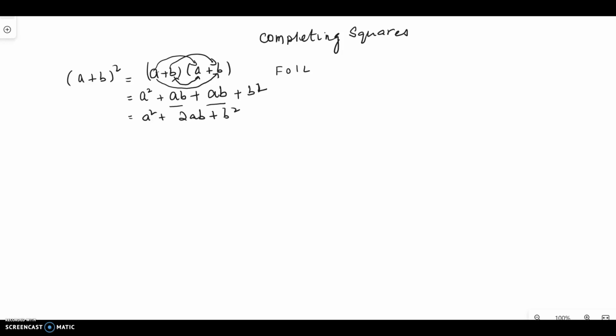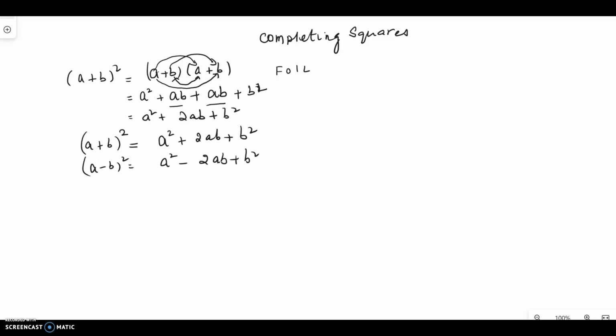Now, when we do pre-calculus and calculus, we don't want to waste time doing FOIL every single time. So this is one of the standard products that we need to remember and memorize. So that is a plus b the whole squared is a squared plus 2ab plus b squared. And a minus b the whole squared is a squared minus 2ab plus b squared.